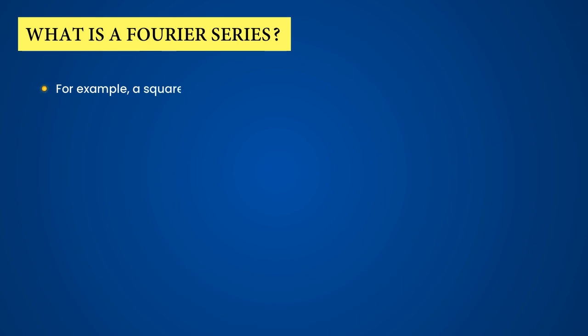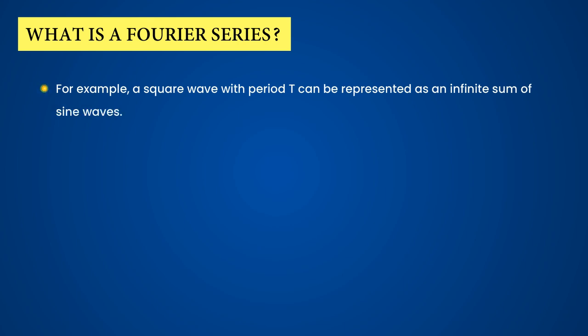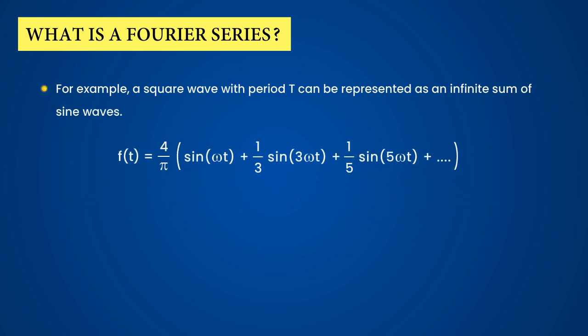For example, a square wave with period T can be represented as an infinite sum of sine waves, where omega equals 2π divided by T, the fundamental frequency.